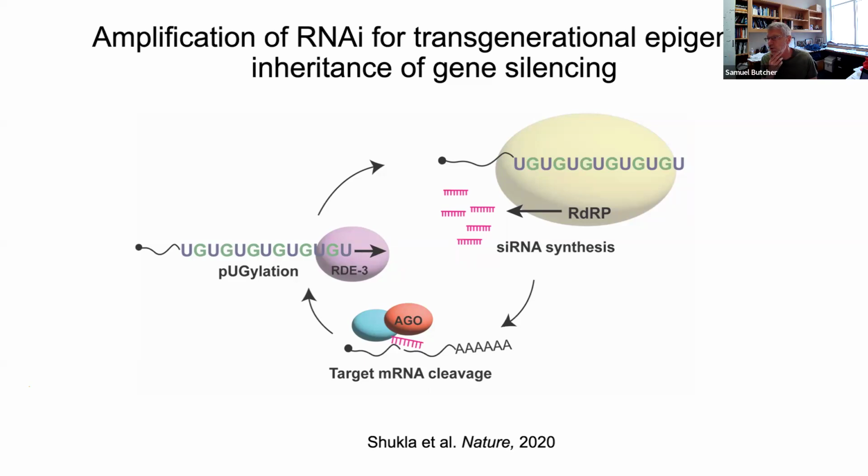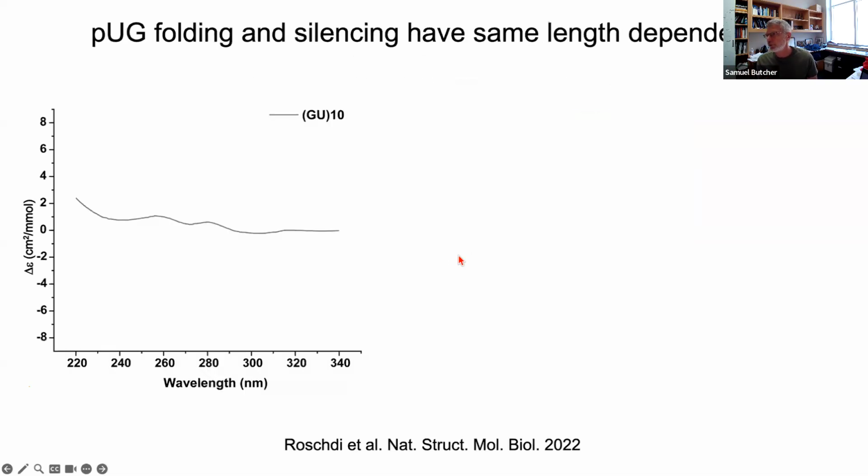And so this is where I got interested in this. We've been working on this now for almost 5 years. The first question we asked was a very simple one: does the pug tail fold into any kind of structure that might be required for, say, recognition by this enzyme, this RNA-dependent RNA polymerase? To do that, we just made a bunch of pug RNAs. This one has 10 repeats. And this is a circular dichroism experiment. It looks at RNA folding, RNA secondary structure content. And this is almost a flat line. So this is really sort of unstructured.